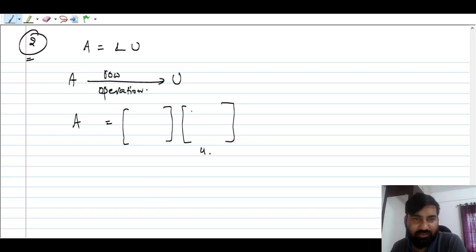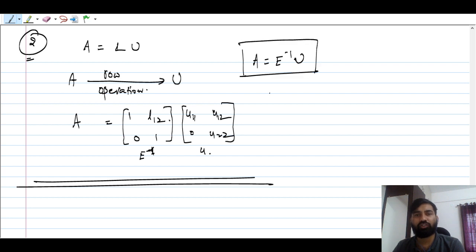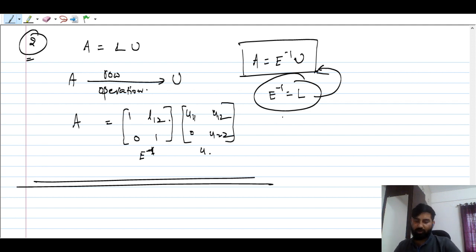this will be U matrix, you can say U11, U12, 0, U22, you will get U matrix, okay, after applying row operation, and this matrix is nothing but the elementary matrix that you will get, okay, this matrix is going to be E inverse, fine. So this is nothing but 1 1 0 L12, okay. तो आपको कैसा मिलेगा, A equal to E inverse U, so now your E inverse is nothing but L this time in this format. ठीक है. Okay, I hope this makes sense.